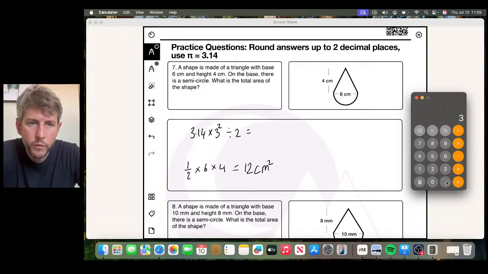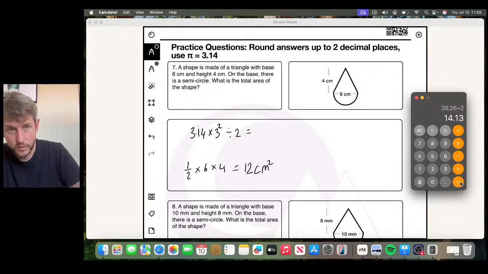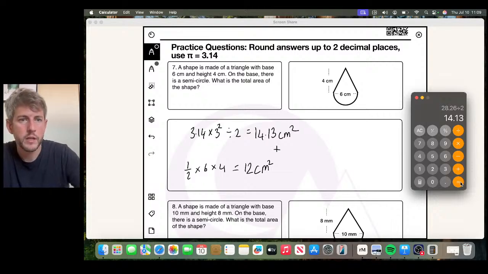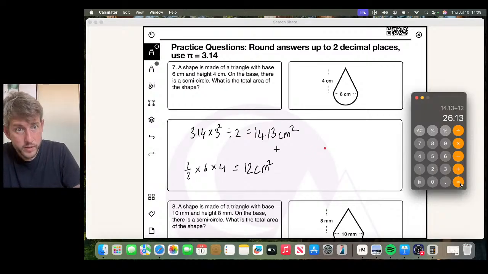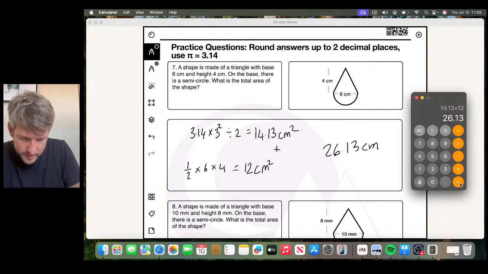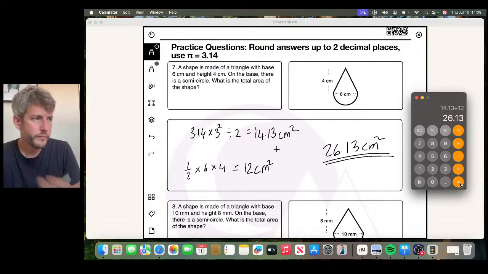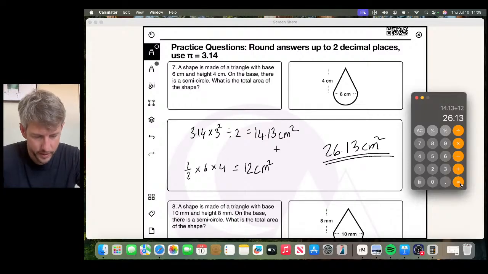And then let's do the circle. So we've got 3.14 times 9 equals this, and then divide by 2 equals this. And then the total area will be this added together. So if I then add on 12 to this, that will give me 26.13 centimeters squared. Okay, right, so here we go.